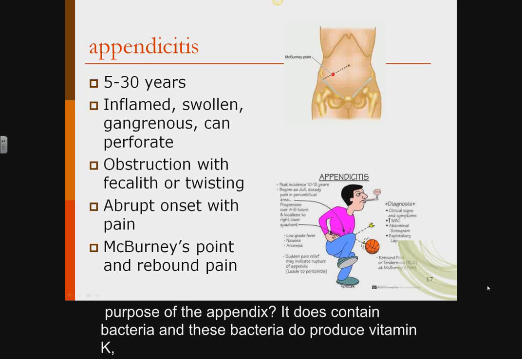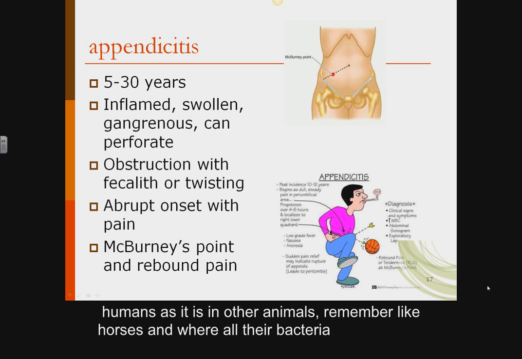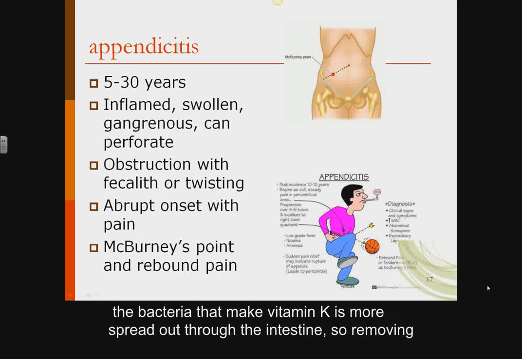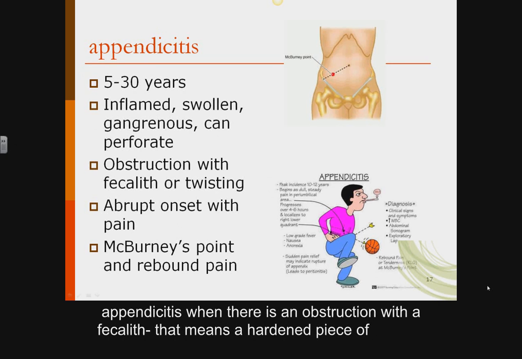What is the purpose of the appendix? It does contain bacteria, and these bacteria do produce vitamin K. And remember, vitamin K is used for clotting factors. The appendix is not as important in humans as it is in other animals. Remember, like horses, where all their bacteria making vitamin K is in the appendix. So you can't just go in there and remove it for a horse. For us, the bacteria that make vitamin K are more spread out throughout the intestine. So removing someone's appendix is not going to create a problem with clotting.